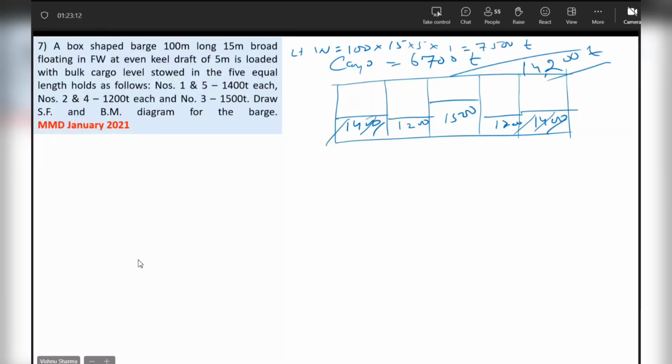And will the vessel be on even keel? Yes, sir. So it will be a straight line. Yeah, so it will be an even keel with displacement buoyancy of 14,200. So it will be a horizontal line like yesterday. So it's a question based on yesterday's concept, which you might have attempted yesterday.